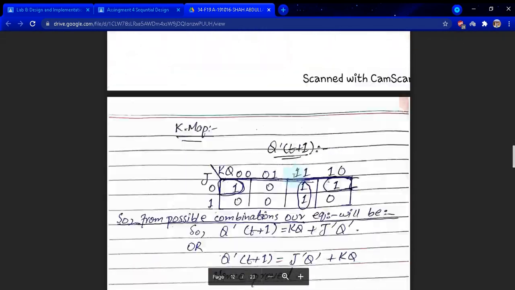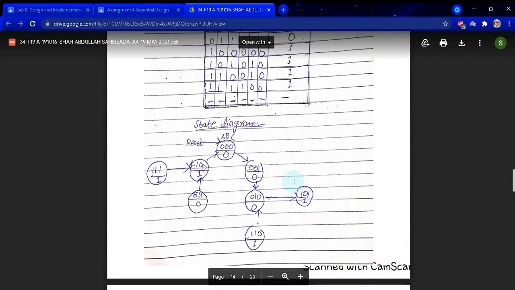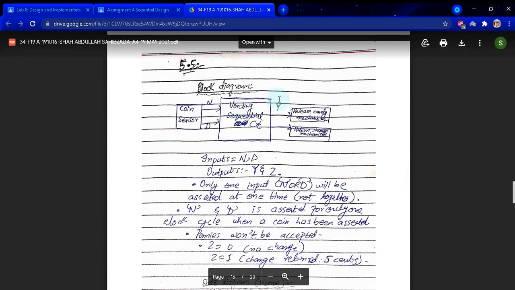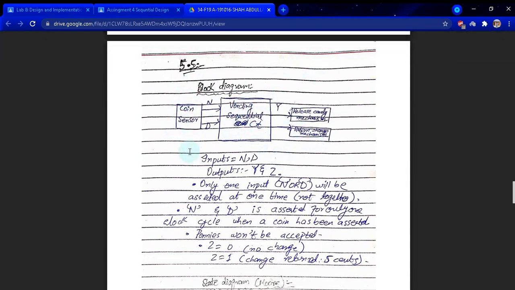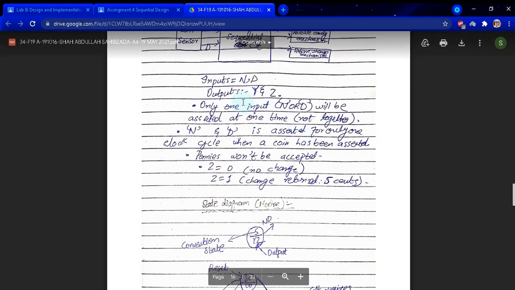Now, if we look at this question right here, and look at the block diagram, this is a coin sensor which gives the inputs N and D. N is for nickel, D is for dimes, and furthermore a vending sequential circuit is made through logic combinations, and then it gives the output Y, in which there are two outputs: first it releases the candy mechanism, and the second is the return change mechanism.